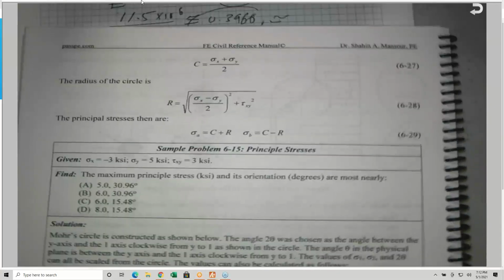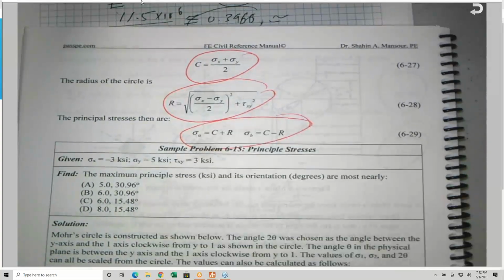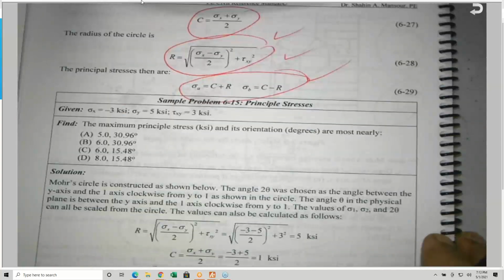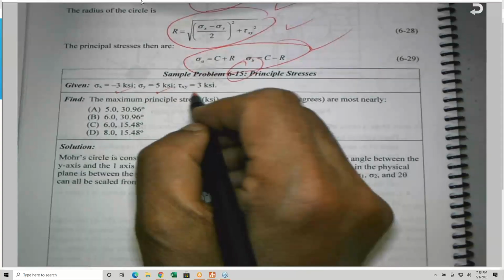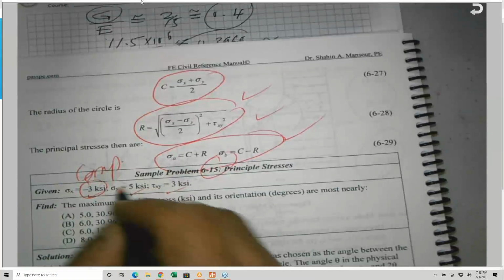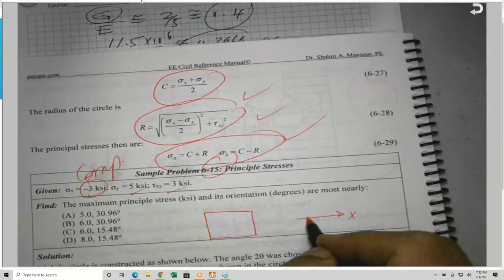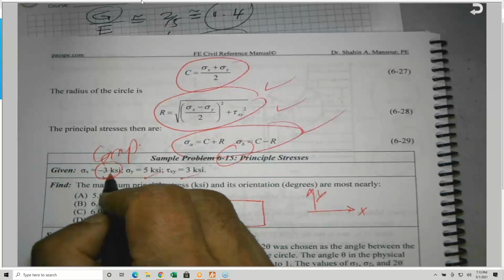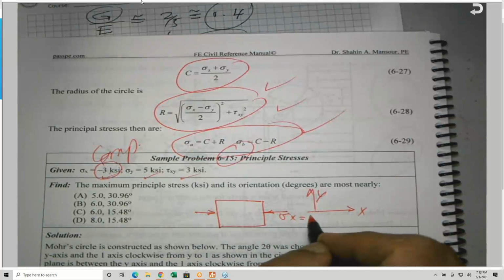So here we go. If I go right now to a sample problem that I have, obviously C is given here. All this you will find. So basically, it is the repetition of what I just said. Problem 615. I gave you sigma X and sigma Y and tau XY. Sigma X is negative, meaning that this is compression. If you would like me to draw this state of stress, here it is. If this is X and this is Y, sigma X is negative, meaning compression. This is sigma X equal to 3 KSI.